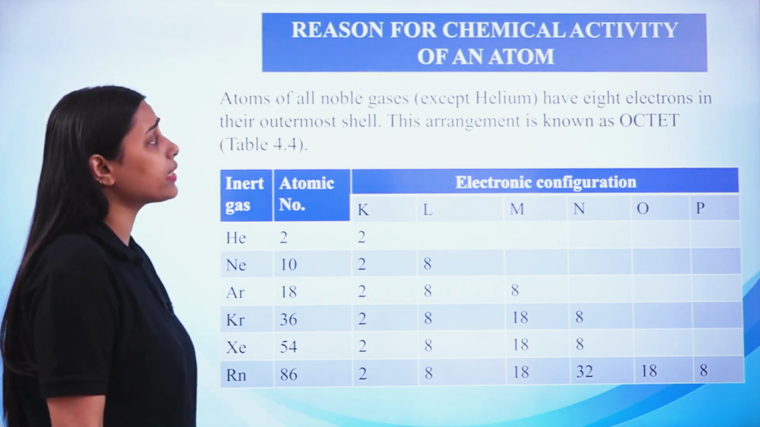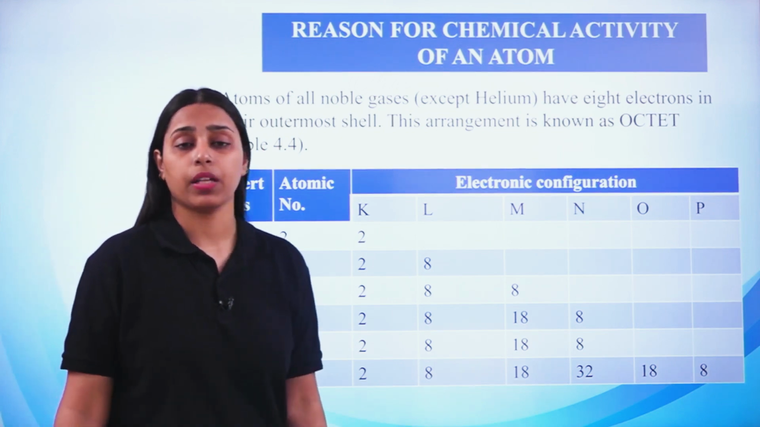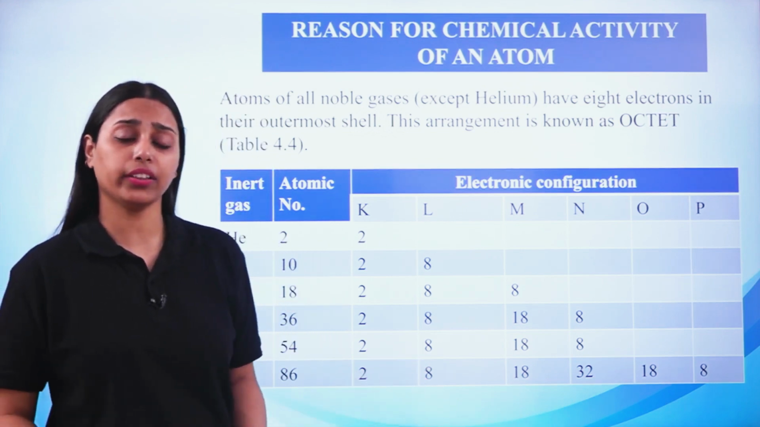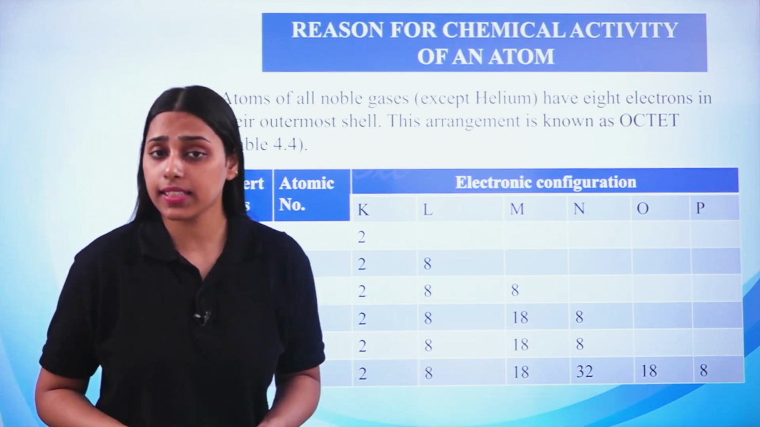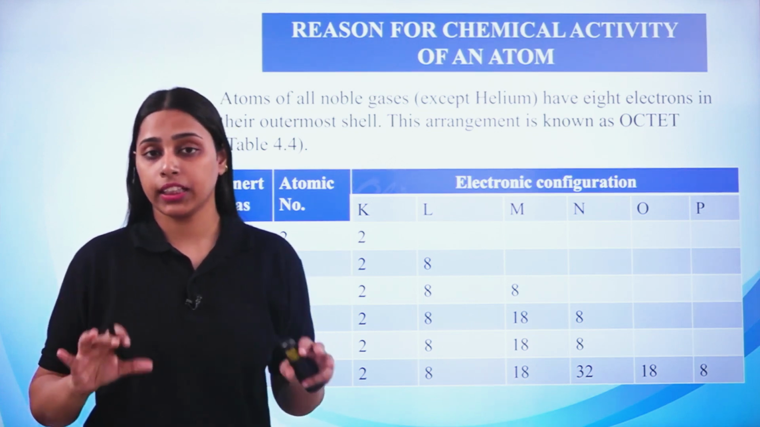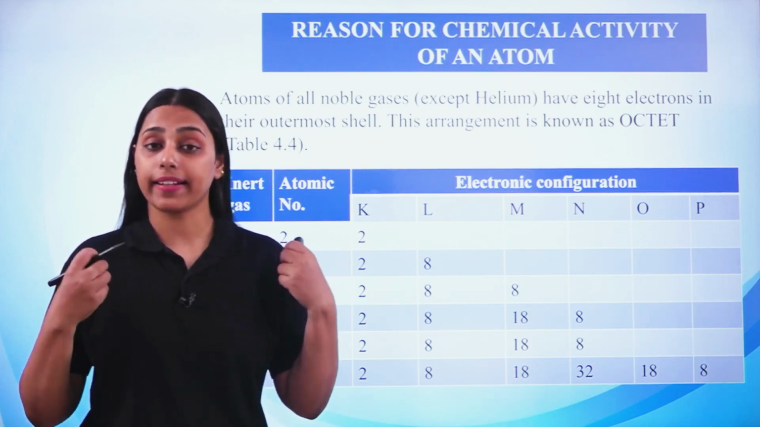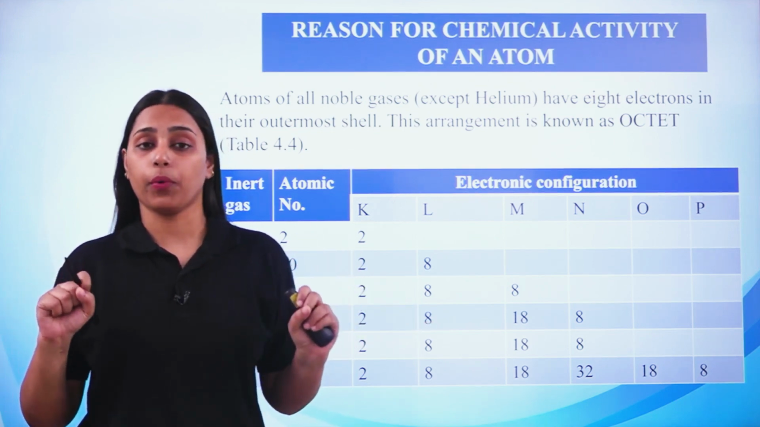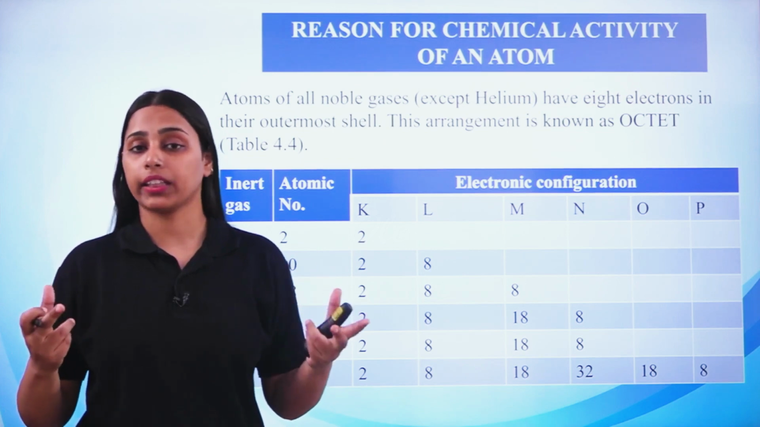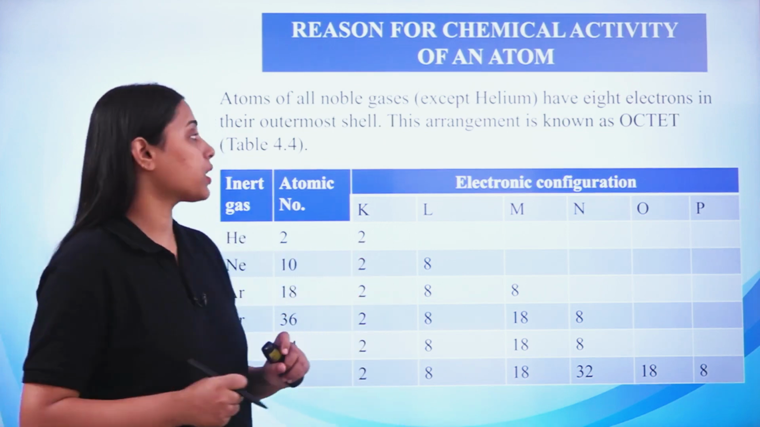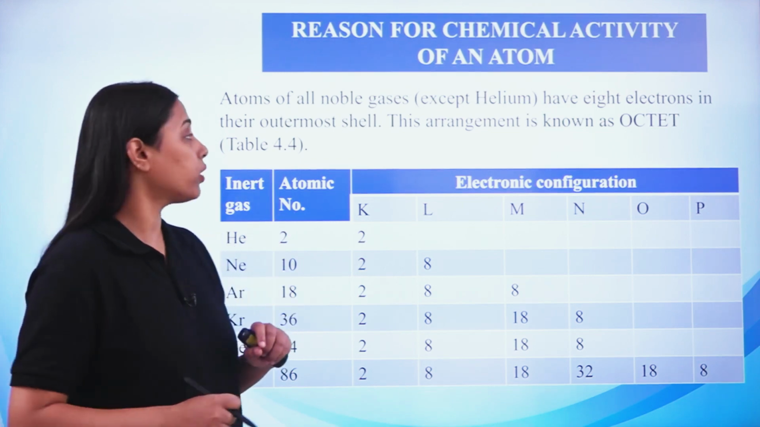So what is the reason for the chemical activity of an atom? Why does it chemically react to lose, gain or share electrons? Atoms do this in order to become stable. Everything in nature wants to become stable by releasing energy, by releasing that active component which causes them to be reactive or unstable. Same is the case with the atom also.